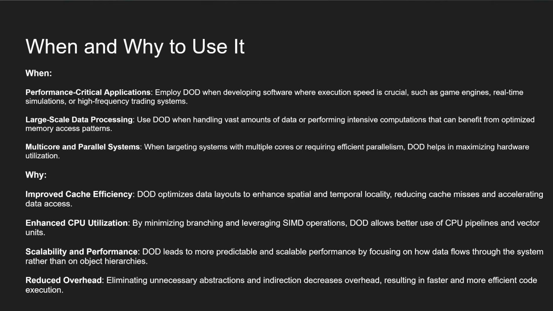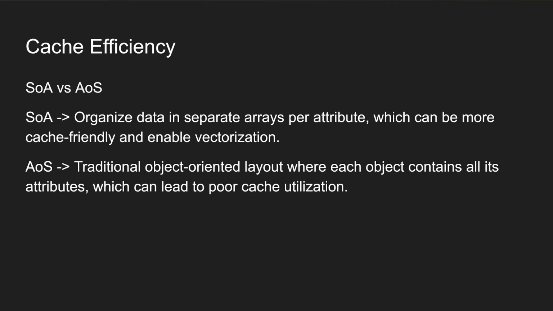And why exactly do we want to use it in those? Well, pretty much we can improve the cache efficiency, so the hardware will love us. We can enhance the CPU utilization, so we can get more out of it. And we can increase the scalability and performance, plus reduce the overhead. So pretty much we can reduce the amount of instructions that we do. And this is how we do it.